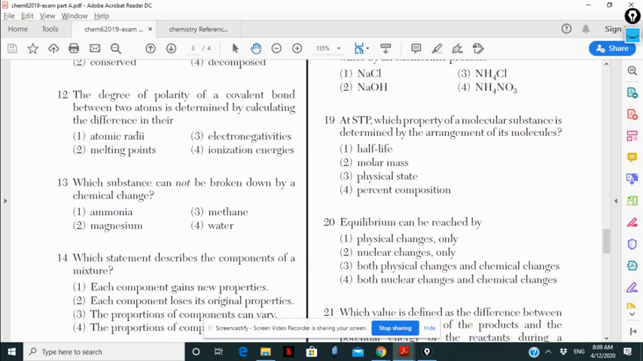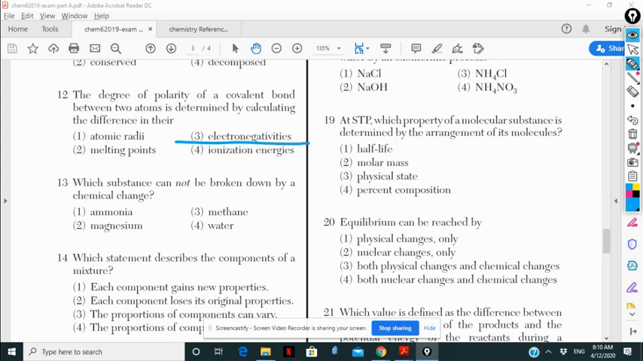Question number 12. The degree of polarity of a covalent bond between two atoms is determined by calculating the difference. That's an easy one. Electronegativity. Because if you remember, when we classify the type of bond according to the difference in the electronegativity, if it's from 0 to 0.4, that's non-polar. From 0.5 to 1.7, that's polar. From 1.8 and up, that's ionic. So it's the difference in electronegativity. So the answer is 3.